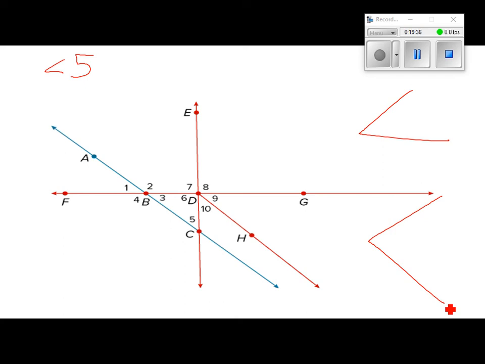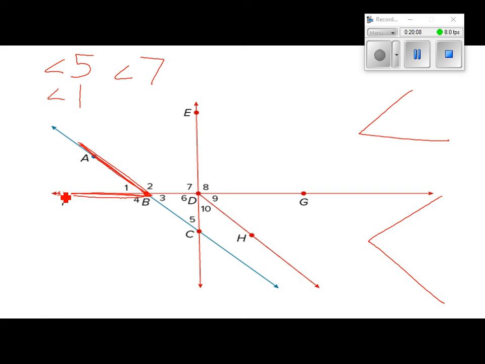So angle 5, give me another angle that we can name with a number. Angle 1. Where's angle 1? If I was going to walk around angle 1, A, B, C, how would I walk? A to B, then to F. Alright, so A to B to F.